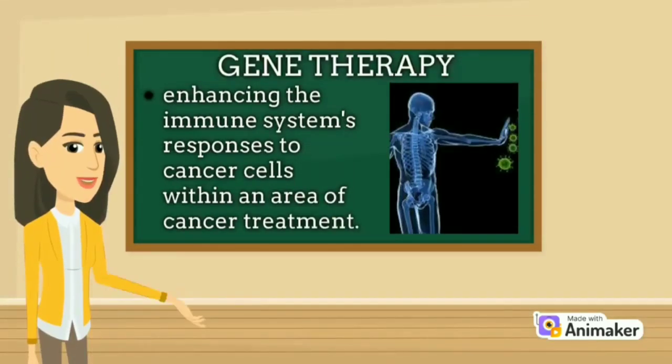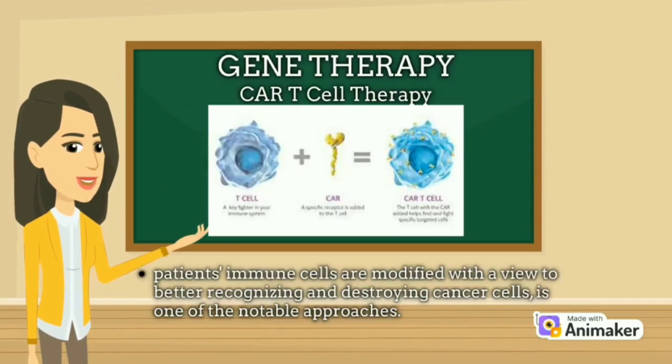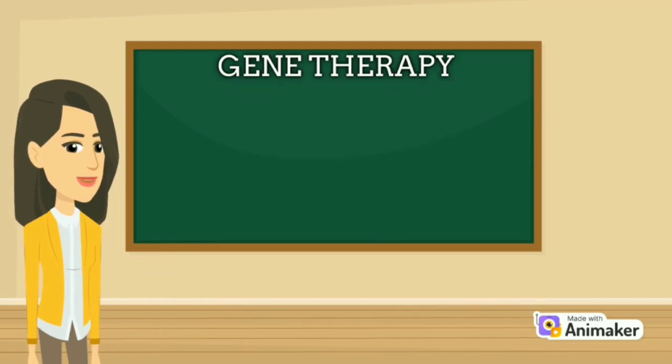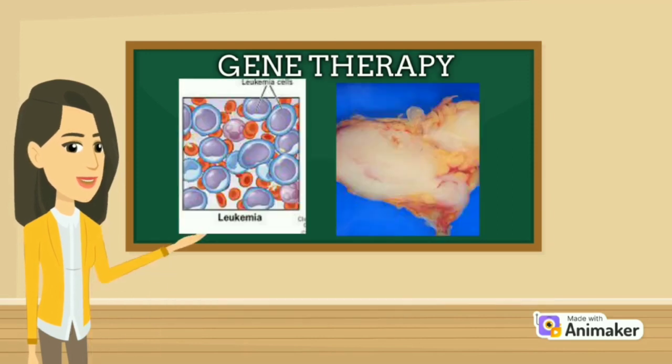It is being investigated as a way of enhancing the immune system's responses to cancer cells within an area of cancer treatment. CAR-T cell therapy, in which the patient's immune cells are modified with a view to better recognizing and destroying cancer cells, is one of the most notable approaches. In some forms of leukemia and lymphoma, this has proven to be very successful.